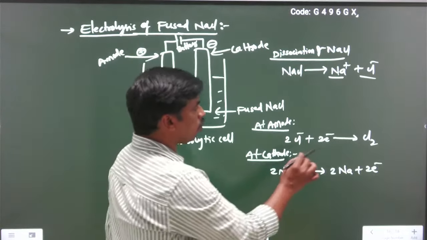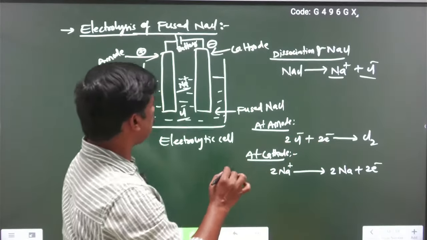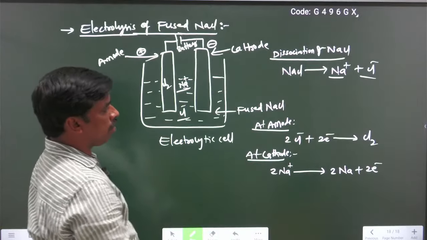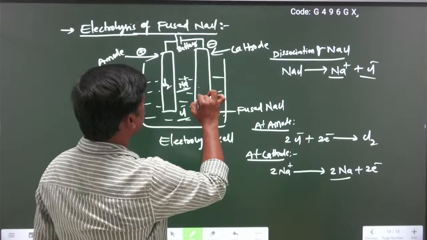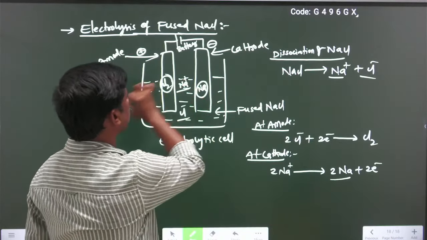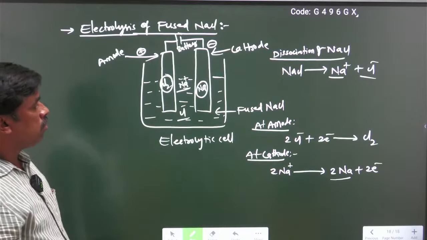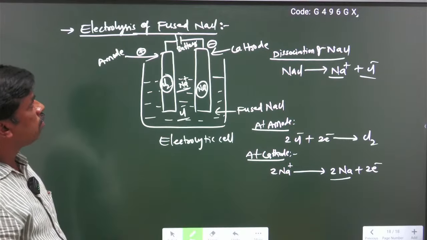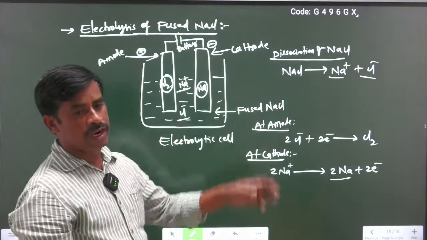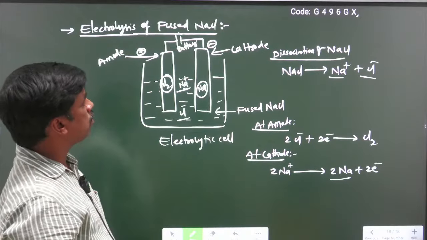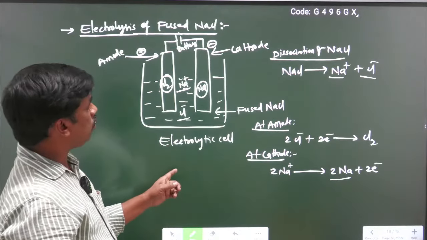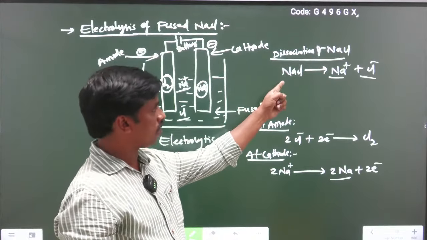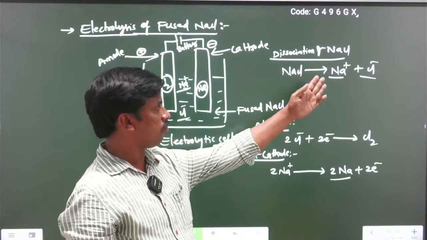Chlorine is liberated at the anode, and sodium is deposited at the cathode. This is the electrolysis of fused sodium chloride, the process of decomposition of sodium chloride during electrolysis. In the electrolytic cell, the dissociation reaction takes place like this: NaCl converts into Na+ and Cl-.